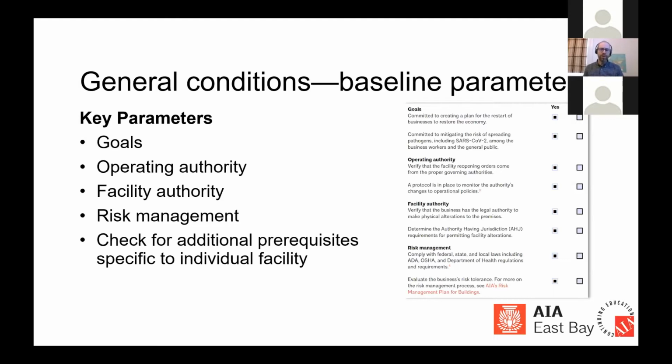But it just goes to show that there's a lot. Some of these things that we normally have to contend with when altering buildings don't necessarily go away because this happens to be an emergency. So.